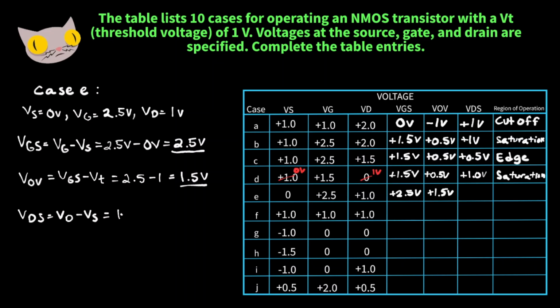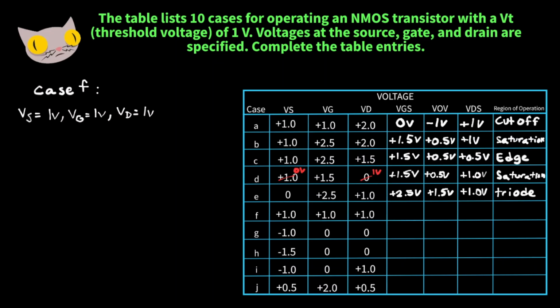Drain to source, VD minus VS. That's going to be 1 volt minus 0 volts, leaving us with 1 volt. Now our drain to source voltage is less than our overdrive voltage. That's going to put us in the triode region. Okay, so that's case E. Let's move on to case F.